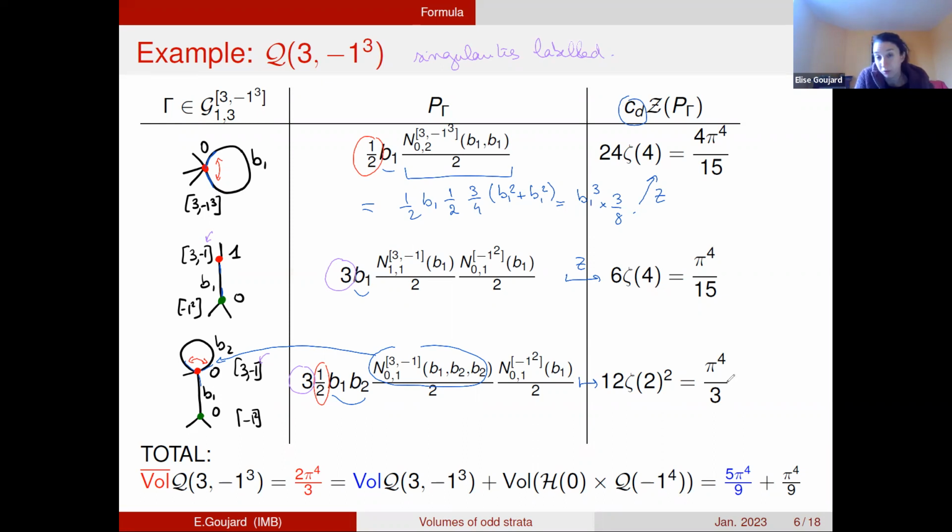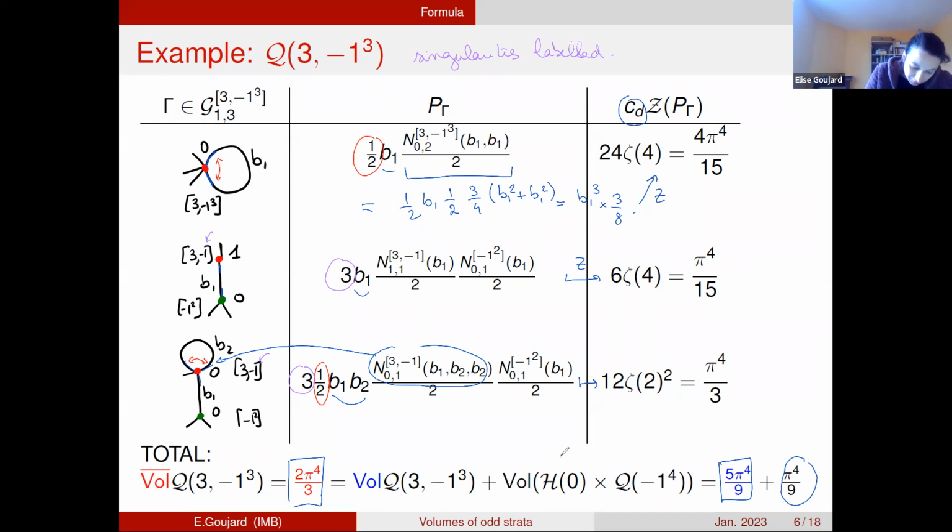I get 3 numbers that I sum up, and then I get that the completed volume is this sum, 2 pi 4 over 3. So it's not the volume of the stratum, because the volume of the stratum is pi 4 over 9. Okay, so you have this additional term. And this additional term, I claim that this is the volume of the stratum Q minus 1 to the 4, so 4 poles and genus 0.